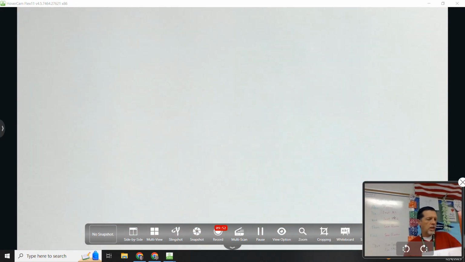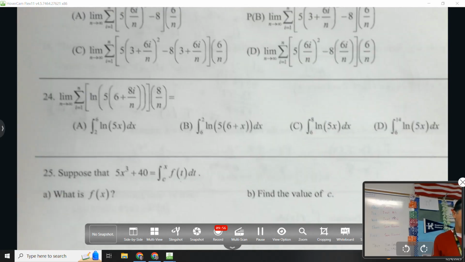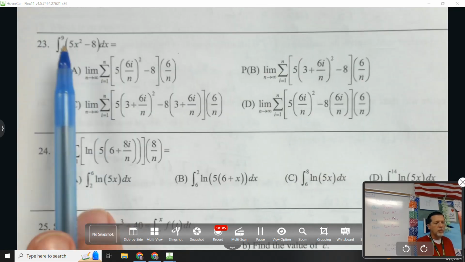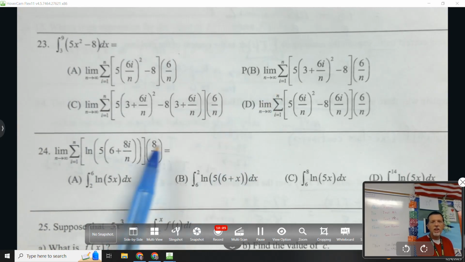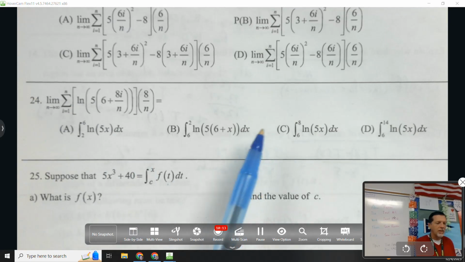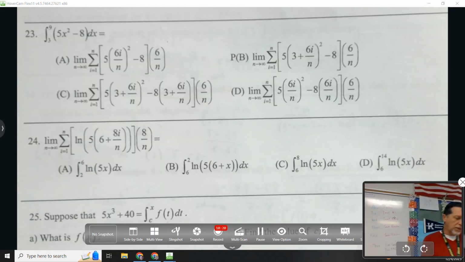24. 23 and 24, there are two like this on the multiple choice test, and they're very similar. One of them is you start with an integral and you have to find the right summation notation, and then the other one is 24 where it starts with summation and you have to find the right integral. Again, if you had to come up with one of these on your own, it might be a pain, but matching, hopefully we can make sense of this.